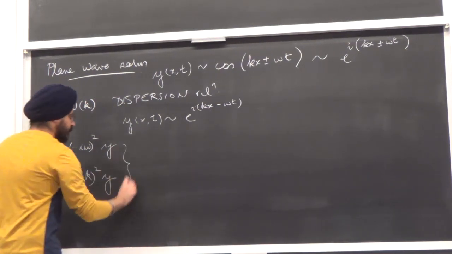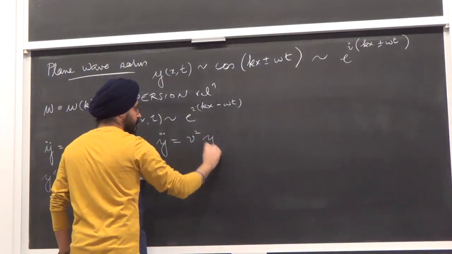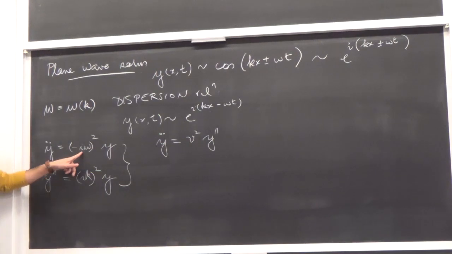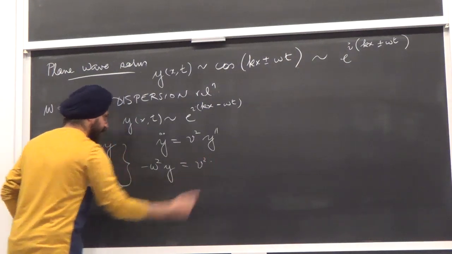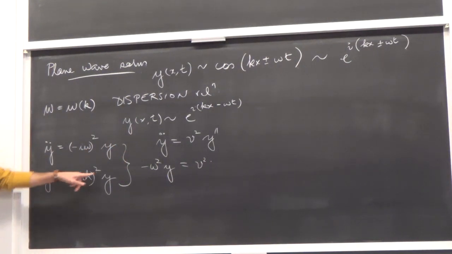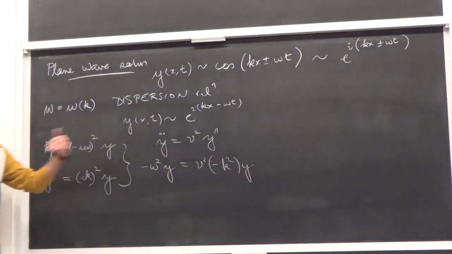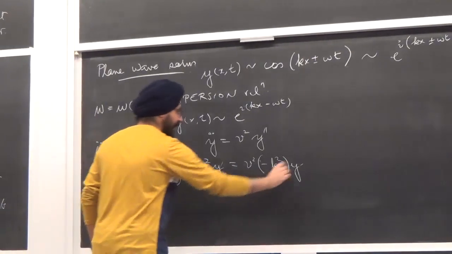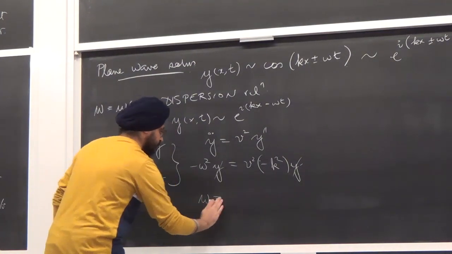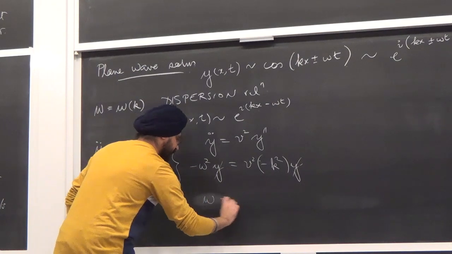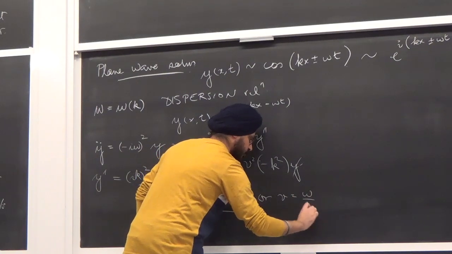For this to be a solution, y double dot equals v squared y double prime. Let's plug it back in. i squared is minus 1, so I have minus omega squared y equals v squared times minus k squared y. For this to be a solution, of course, y has to be non-zero. It cancels off. So omega is just v times k, or v equals omega over k.